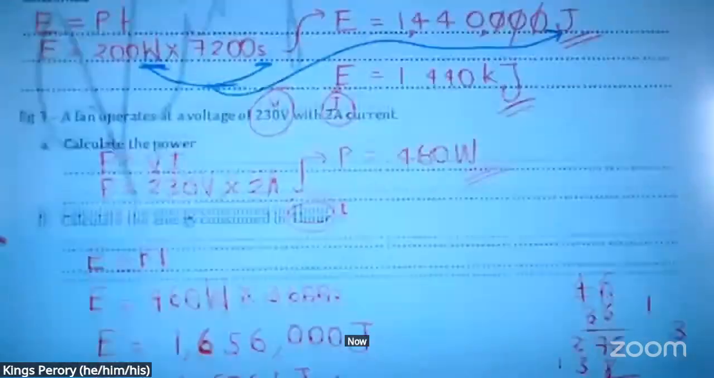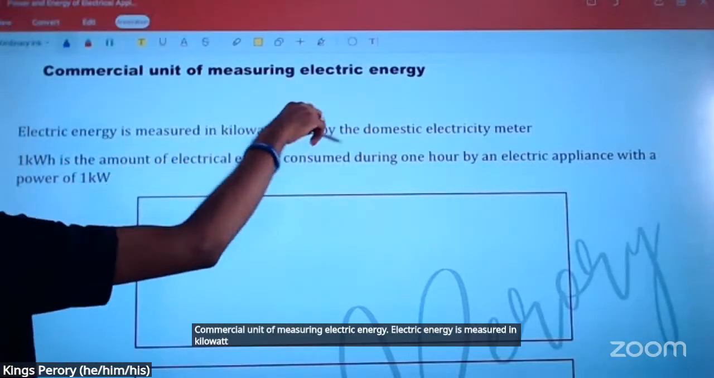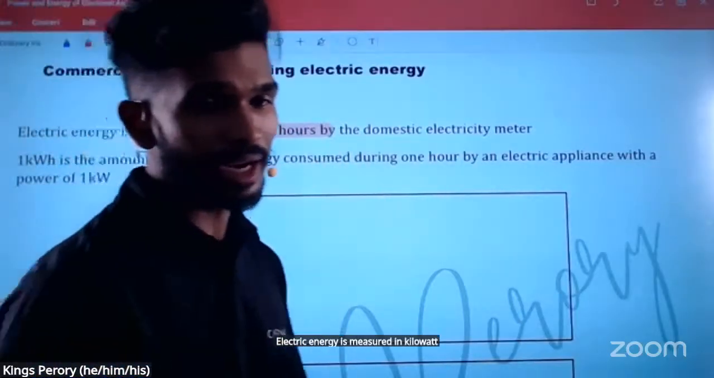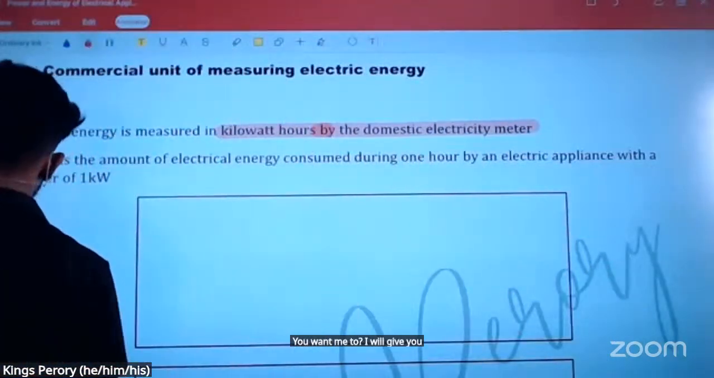Now go to measuring electrical energy in kilowatt hour. Commercial unit of measuring electric energy. Electric energy is measured in kilowatt hours. Underline or highlight it. Electric energy is measured in kilowatt hours by a domestic electricity meter. Your meter will give that.